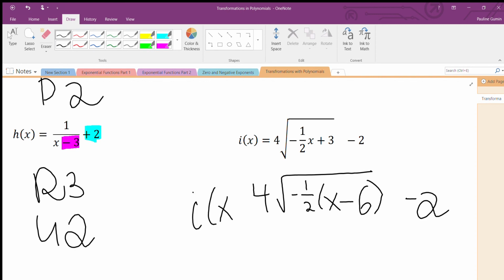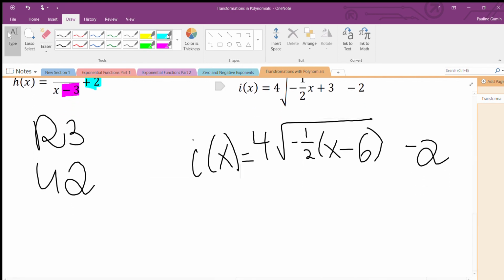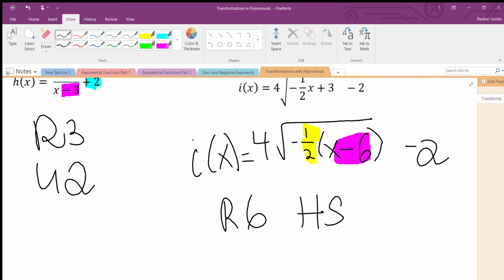Let's include the I of x. And let us label these transformations. Okay, -6 on the inside. To the right, 6. The 1/2 right here. Okay, it's a 1/2. It's on the inside. It's horizontal. It's a stretch. It's a horizontal stretch by 2. Because if we're dividing by 1/2, that's the same as multiplying by 2.